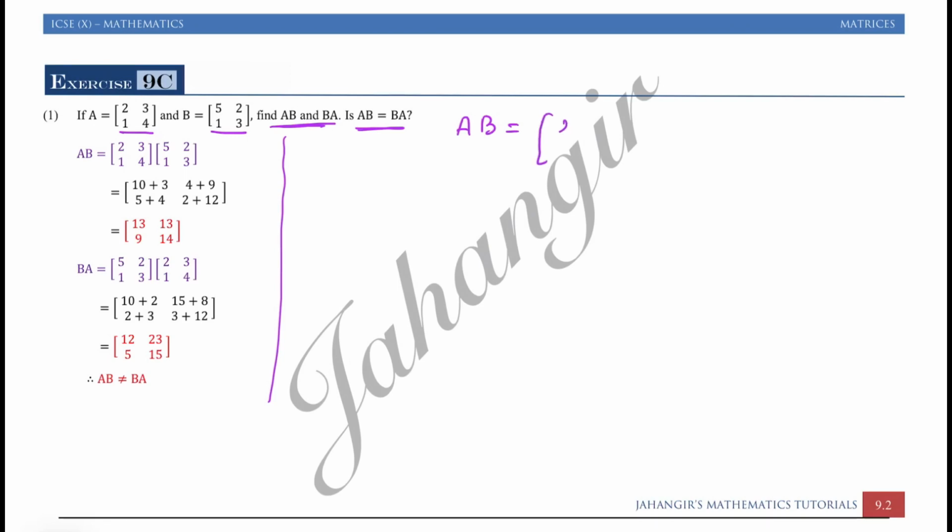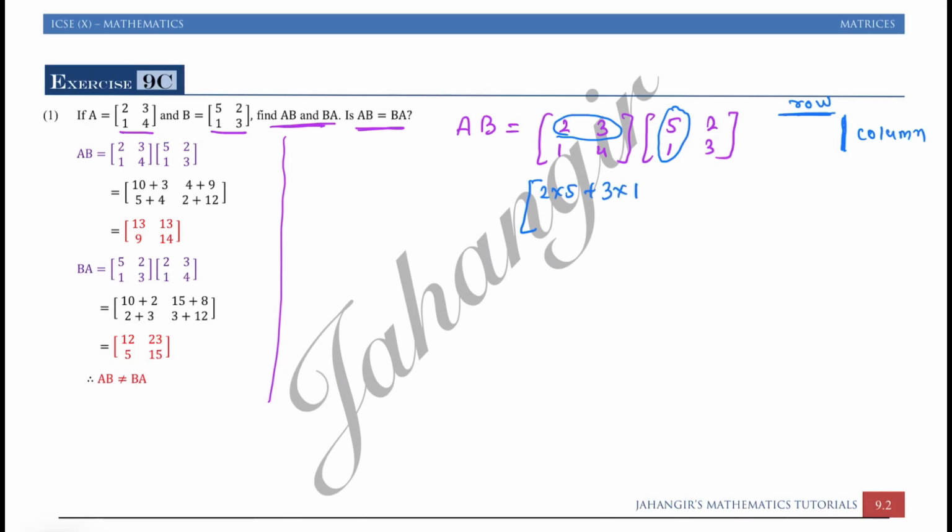So A is 2, 1, 3, 4, and B is 5, 1, 2, 3. As you do 3, 4 sums now, then multiplication will become quite easy. So you have to first remember that the first matrix is always row, and second is column. So first is horizontal, first always horizontal and second vertical. So this is 2 multiplied by 5. First term is 2 and here first term is 5. So 2 into 5 plus 3 into 1.